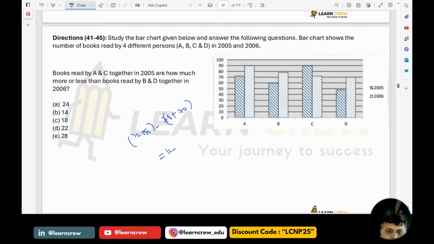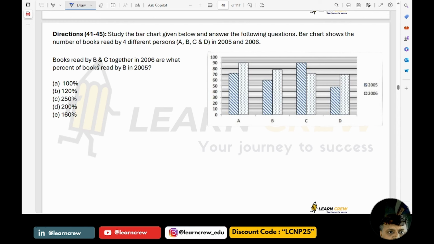Next, books read by B and C in 2006. B and C in 2006, it is 60 and 70, 60 and how much? Books read by B and C together in 2006 means it is how much? It is 78 plus 72. It is what percentage of books read by B in 2005? It is 60.